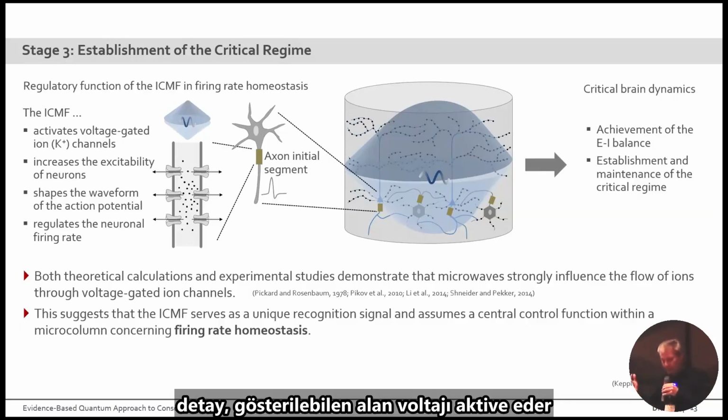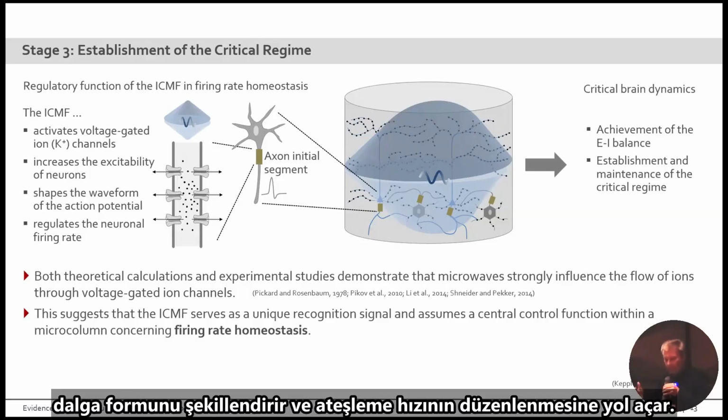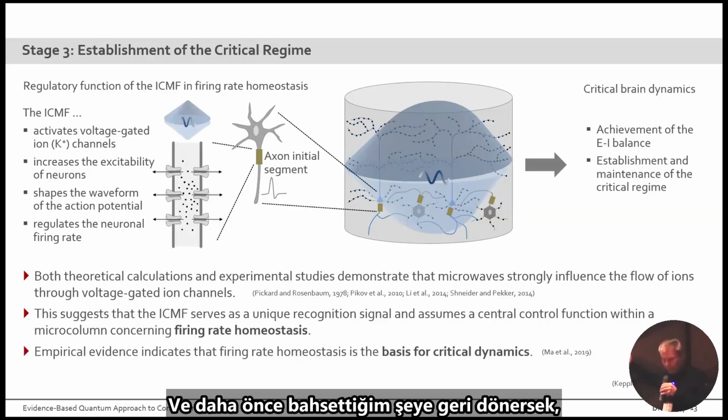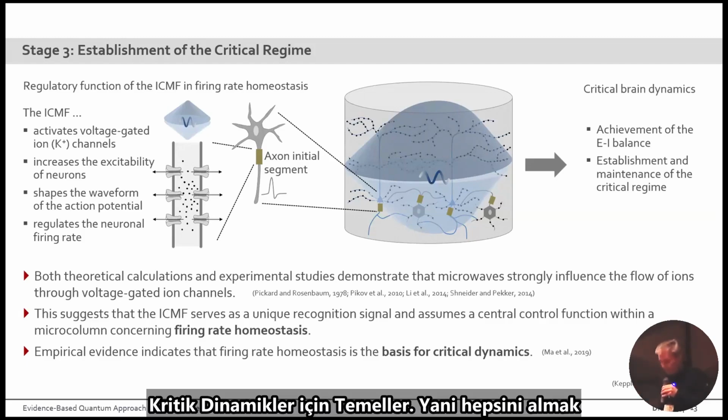So in detail, the field can be shown to activate voltage-gated ion channels, increase the excitability of the neurons, shape the waveform, and lead to the regulation of the firing rate. And coming back to what I mentioned earlier, this firing rate homeostasis, this regulation, is now the key point to explain the basics for critical dynamics.